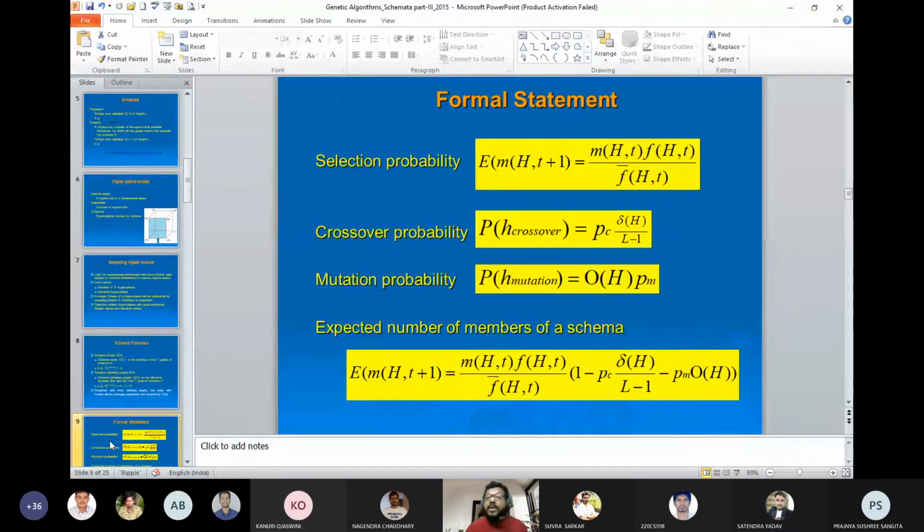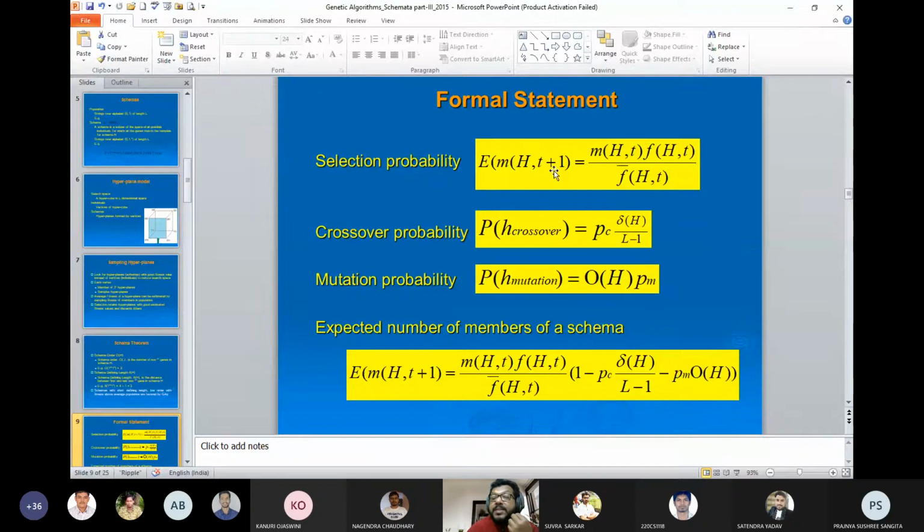Because if you look into an initial population, let us say in that population there is a schema H. So H at T is, you can say, the previous generation, or the current generation, then T plus 1 will be the next generation. Or for simplicity, we can say T is whenever we start with a parent population and T plus 1 is the next population.